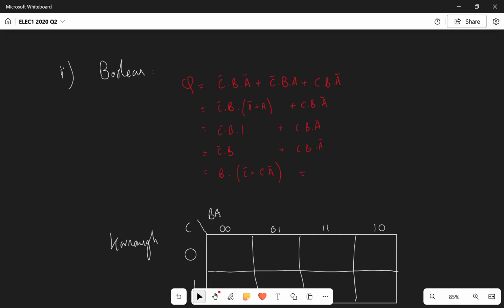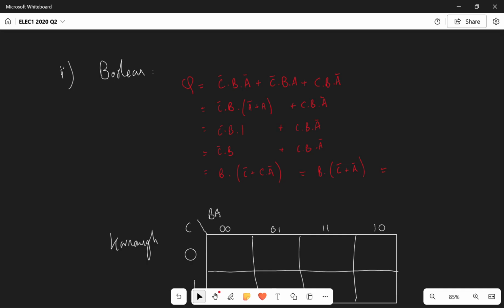And that bracket, we can use the redundancy theorem, and we'll end up with B and bracket not C or not A. And you might think, well, I'll keep it at that, but the reality is that would involve 4 gates. You've got 2 NOT gates, an OR gate, and an AND gate.